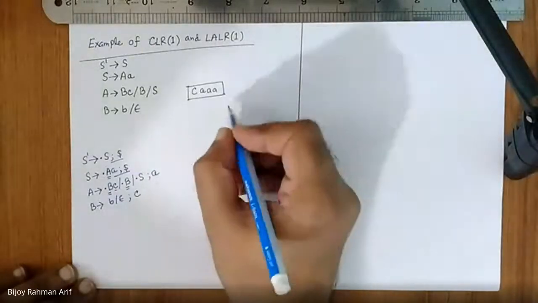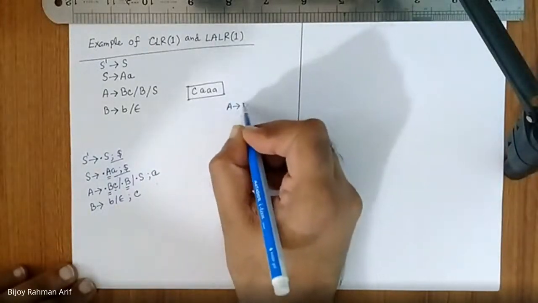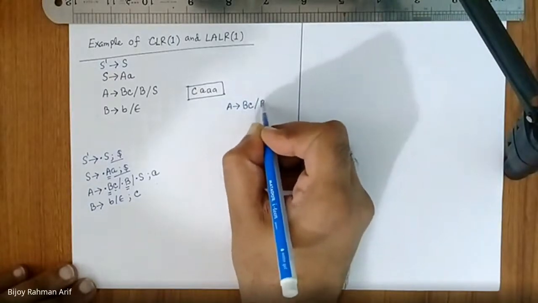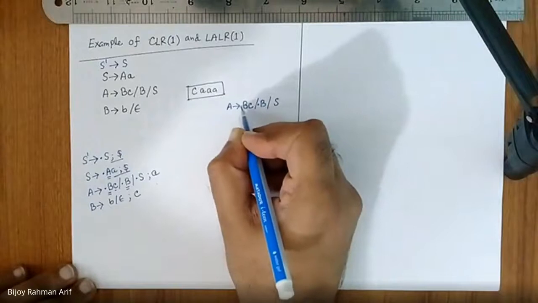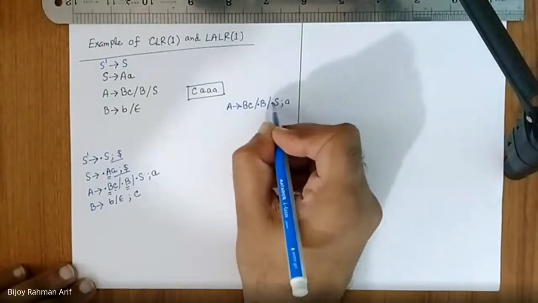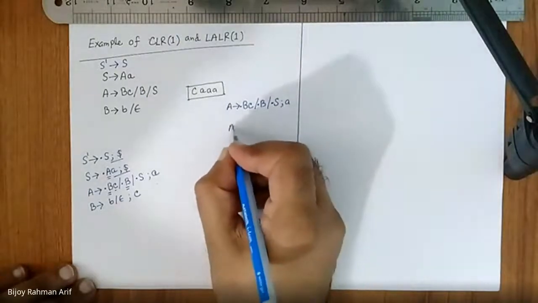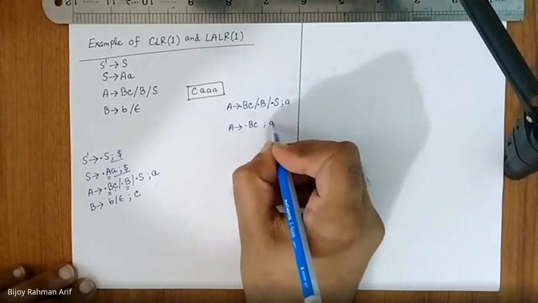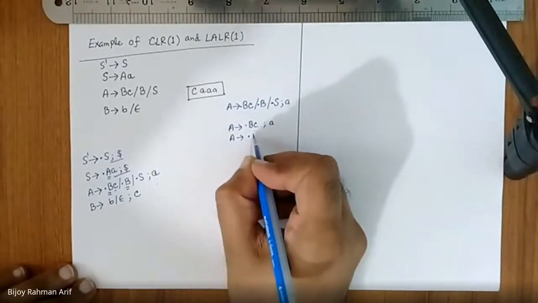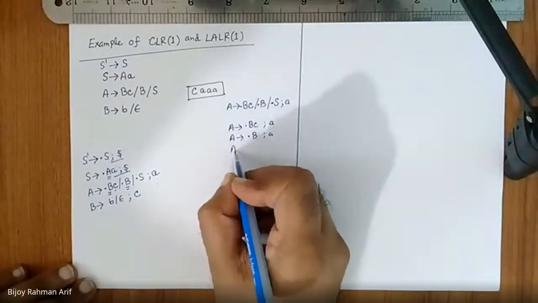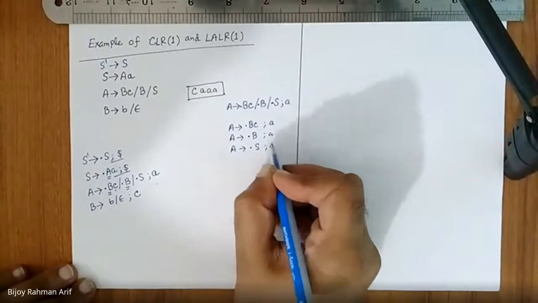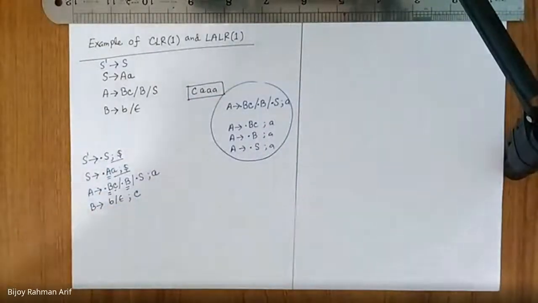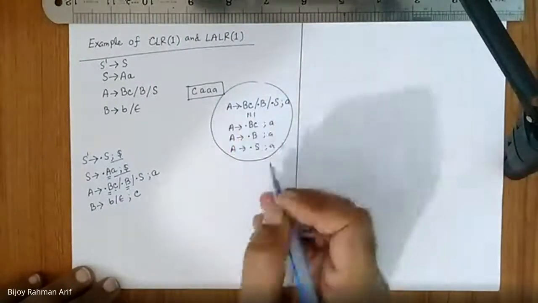Why dollar? If you write it this way, it is the shorthand of something: BC, BS. It is nothing but three productions, A derives dot BC, A derives dot B, A derives dot SA. This is the same thing. Do you agree with me or not? Yes sir. So we have to write here C oblique A.